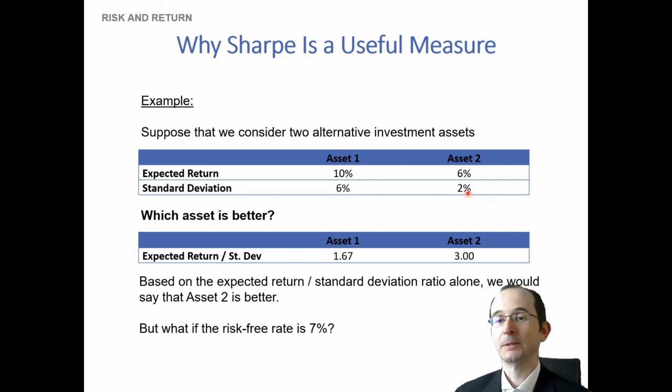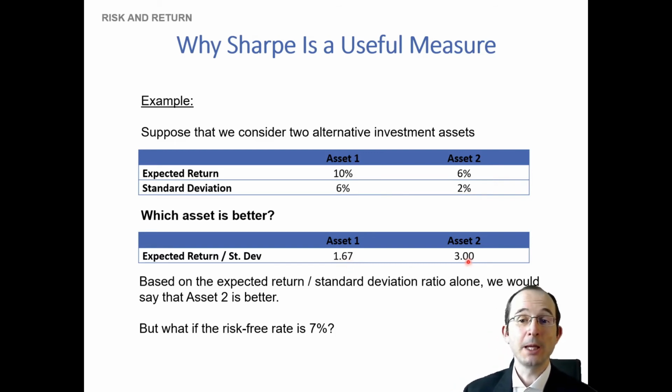Well, what does better mean anyway? One thing we can say is maybe a trade-off between expected return and standard deviation. If we just take the ratio of those, for asset 1 it'd be 1.67, for asset 2 it would be a whopping 3. So does that mean that asset 2 offers a better risk-return profile than asset 1? Well, if those are your only two options, yes.